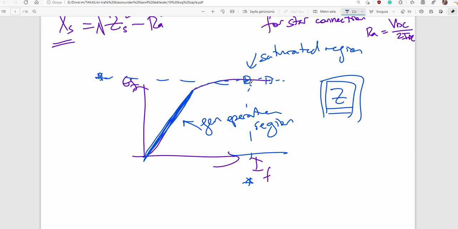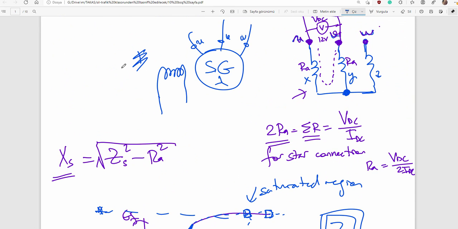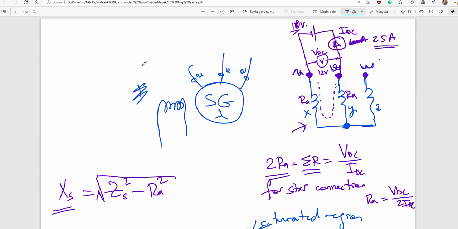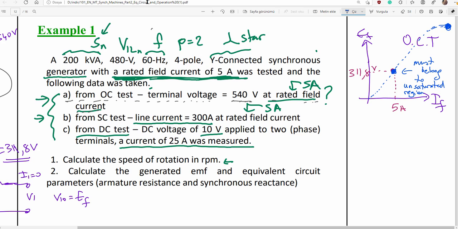So values taken in the saturated region cannot represent the linear region. Please take care if you ever face such a condition. Please refer to the linear region and choose values in the linear region. Even if it is not mentioned here, the point must be taken in the linear region. We should accept that it belongs to the linear region.